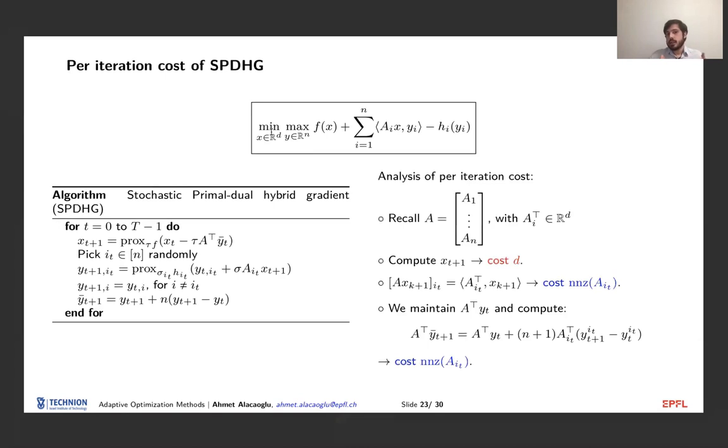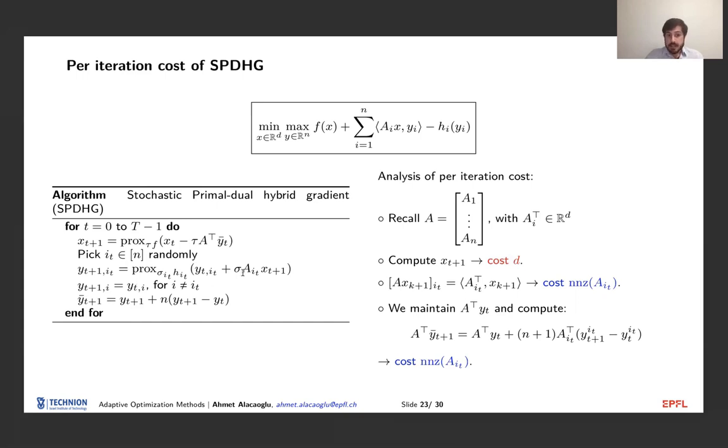And we will now analyze the per iteration cost of this method. So in every iteration, what we do is compute the full primal update. And since the primal dimension is D, the cost will be D, because it's a full vector update. And here we recall that we have the data matrix A, and from A1 to AN, we have its rows, and each row is in R^D, of course.